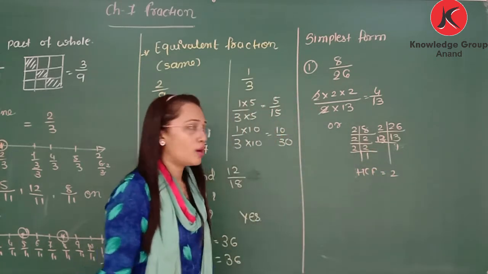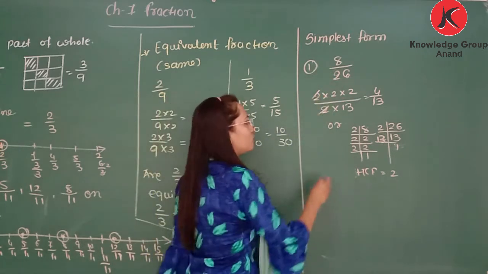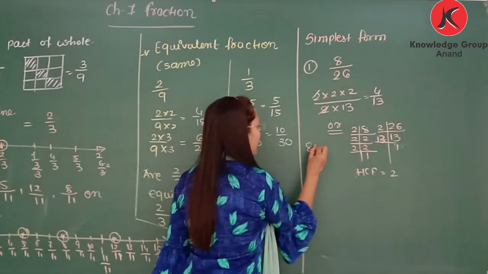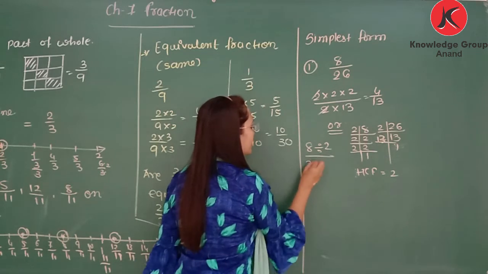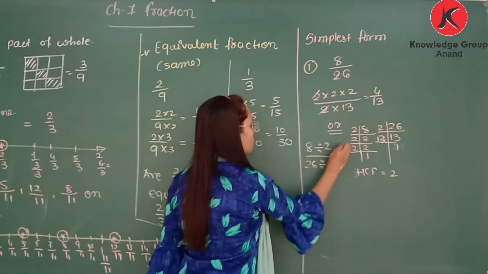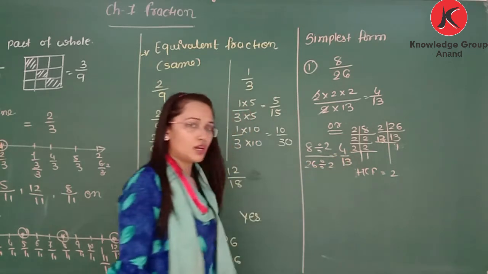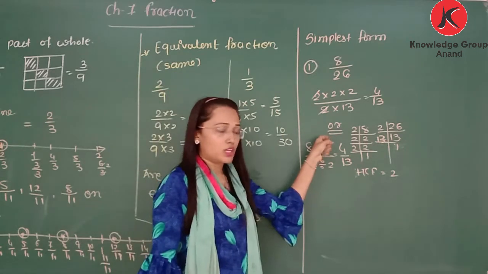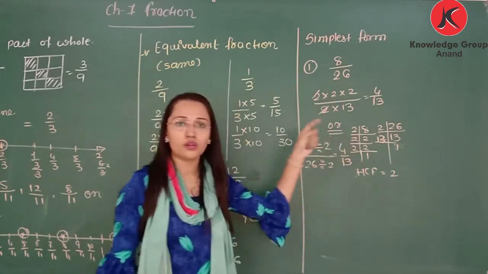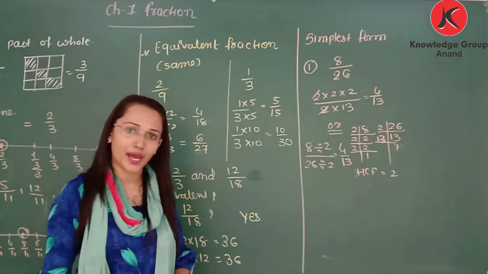HCF is 2, which means divide each number by 2. So you can find 8 divided by 2, 26 divided by 2, so you will get 4 by 13. You can apply any method. If you apply this method, then all the numbers in the multiplication must be prime numbers.